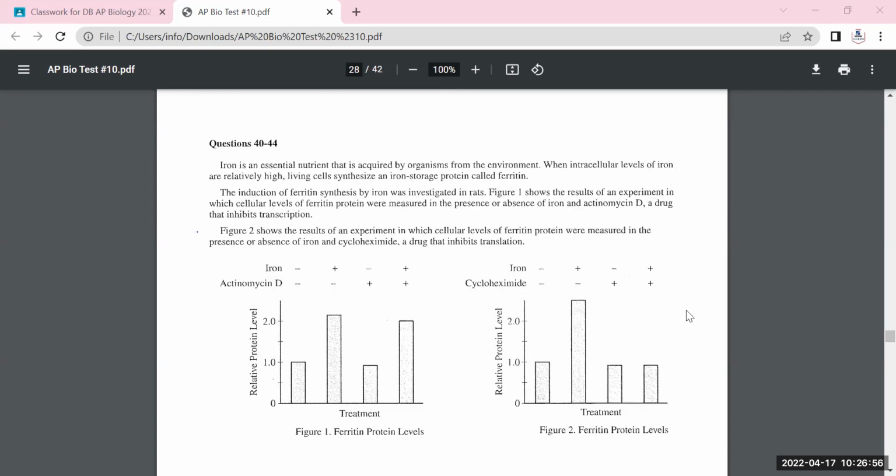Okay, so we're looking at what happens when you have iron, right, low iron, what happens when you mix it with actinomycin D or cyclohexamide, right? How does it affect ferritin synthesis?